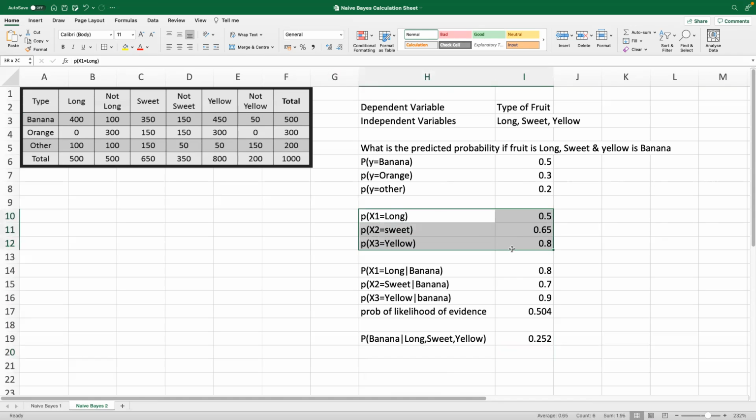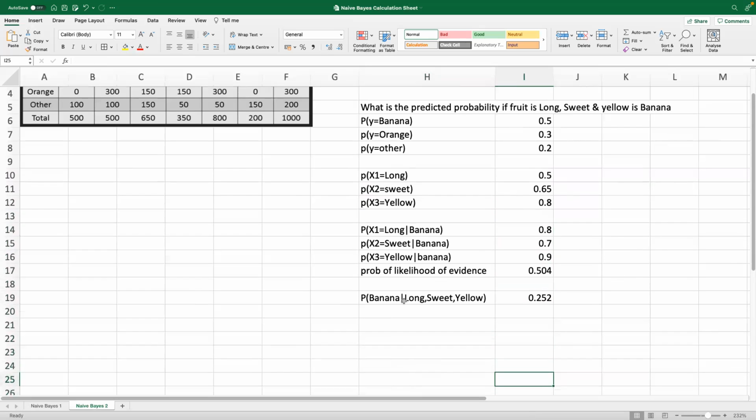Actually, we don't need this because this is the denominator, right? This is the denominator for all the three. Now we have to find out the other parts, right? What is the other part? Probability of orange being long, sweet, and yellow. We also have to find out, right? Then only we can answer with whichever is the highest predicted probability.